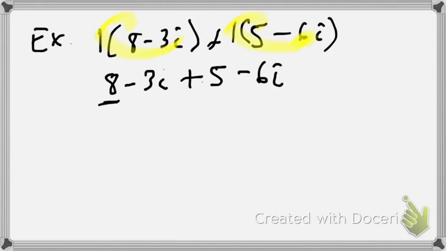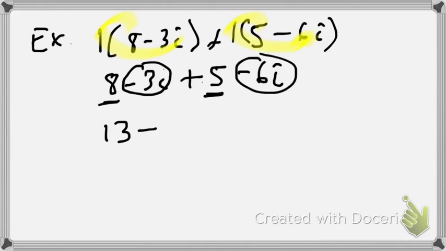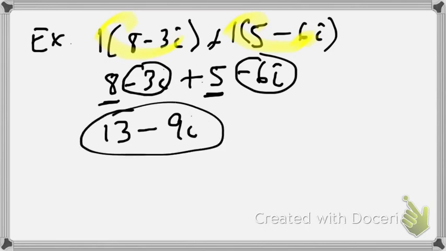Here's a real part, there's a real. So 8 plus 5 gives us 13. Then we have an imaginary part, negative 3i and a negative 6i, which gives us a negative 9i. To write this correctly, we always want the real part in front of the imaginary, as it is now, so we can circle that as our answer.